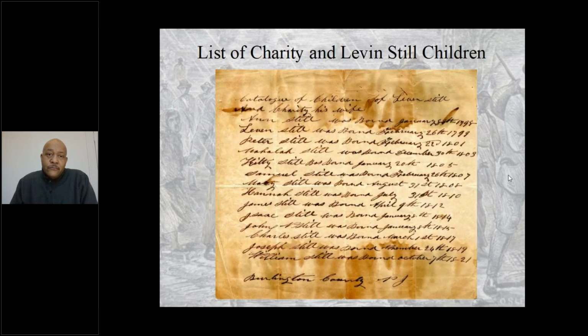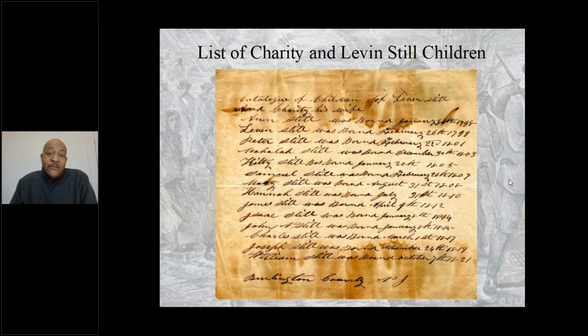And this is a copy of the actual photo of the actual document that I found doing my research down in Maryland, in the archives. Here is a list of the children that Levin and Charity Still had. It was produced for their son, Peter Still, who was left in slavery when Charity went to escape.